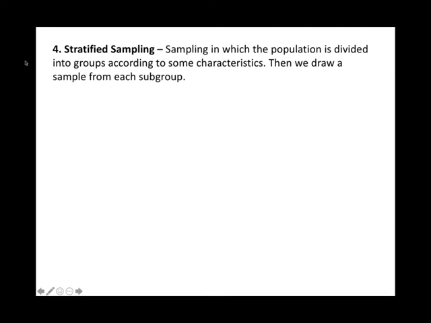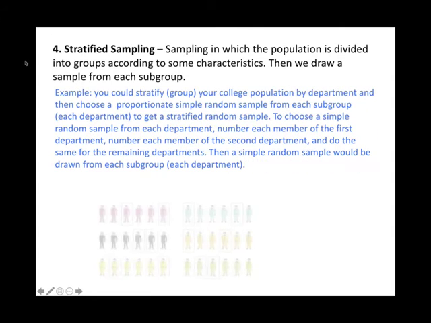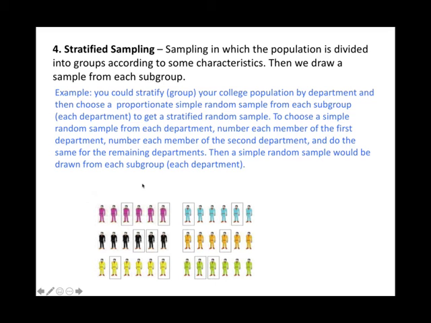Number 4, stratified sampling. Sampling in which the population is divided into groups according to some characteristic. Then we draw a sample from each subgroup. Just think about it. This is my population. And then I'm going to divide it into subgroups according to some characteristic. You can go according to their age, according to the gender. It depends on what you guys are looking for. After you divide it into subgroups, okay, that's 1, 2, 3, 4, 5, 6 subgroups.